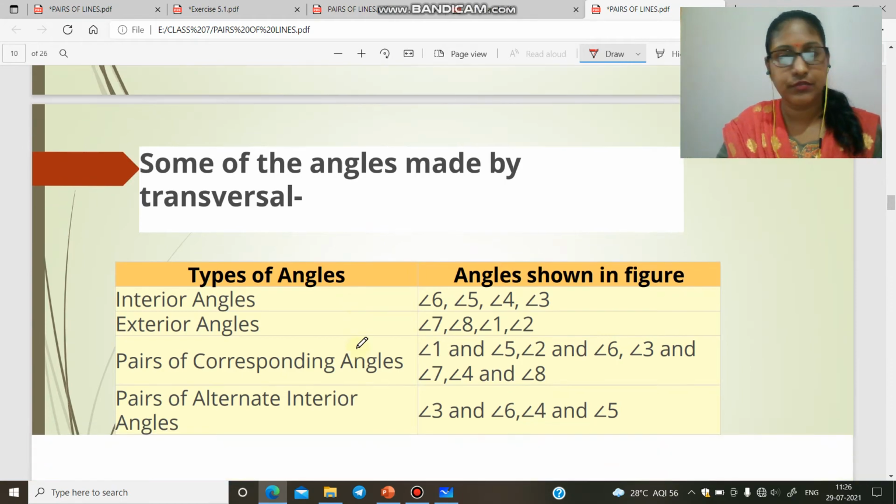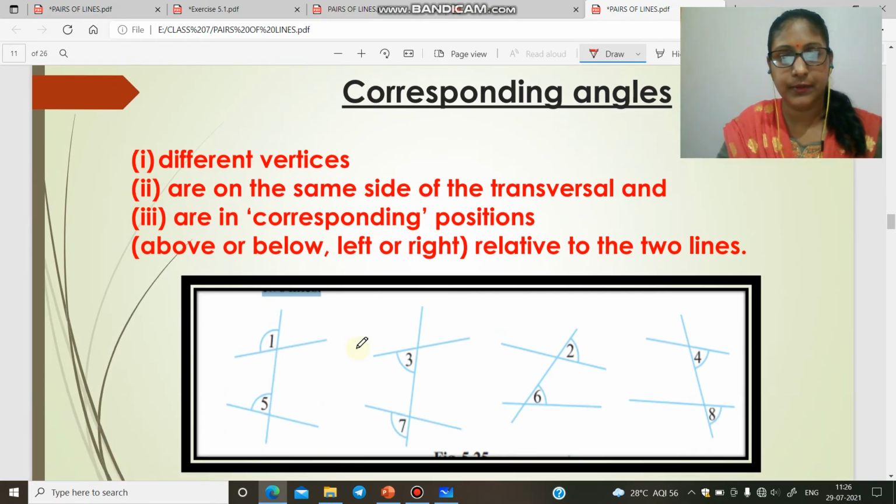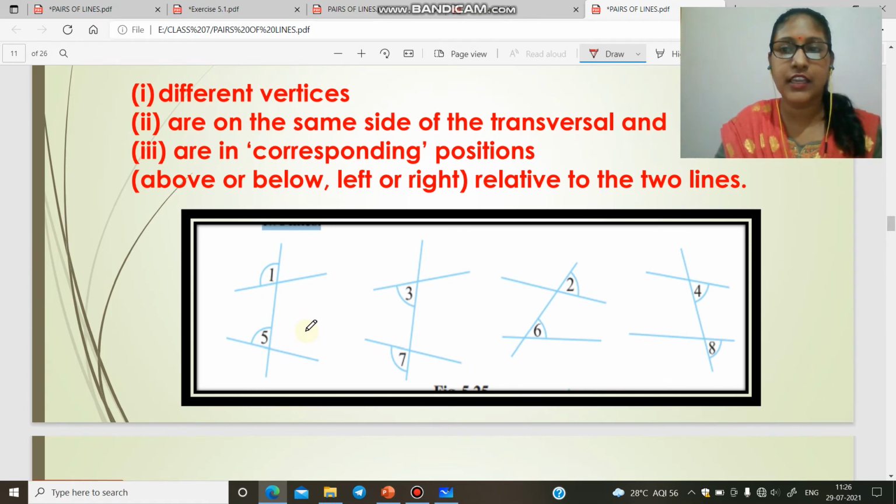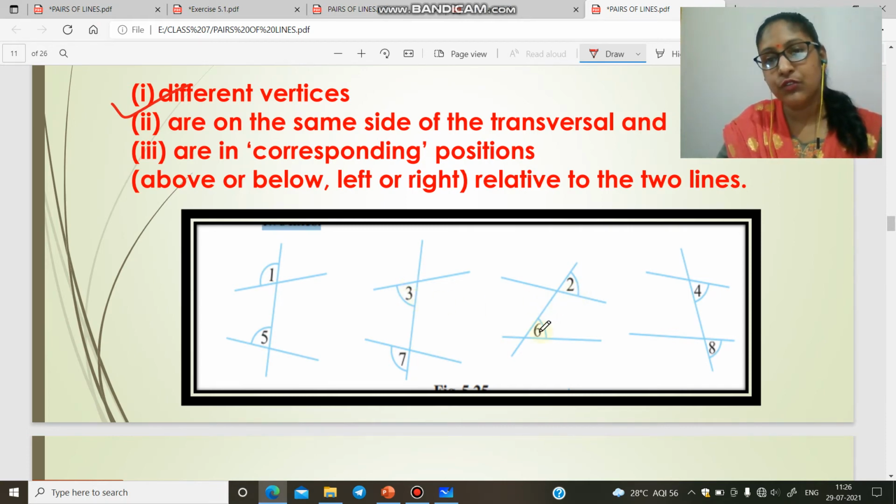So to become corresponding angles, they have to satisfy three conditions. First, they have different vertices and are on the same side of the transversal. Like here, angle 1 and 5 are on the left side, 3 and 7 are on the left side, 2 and 6 are on the right side, 4 and 8 are on the right side, and they are in the corresponding position. It means they are either above or below, left or right, relative to the two lines.